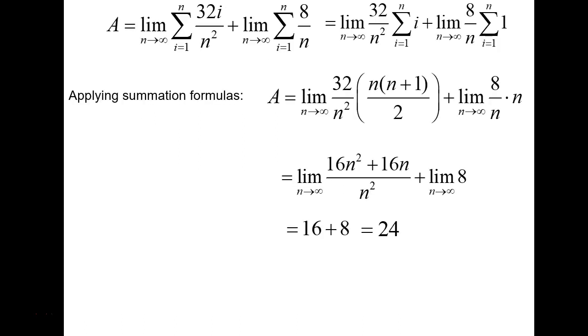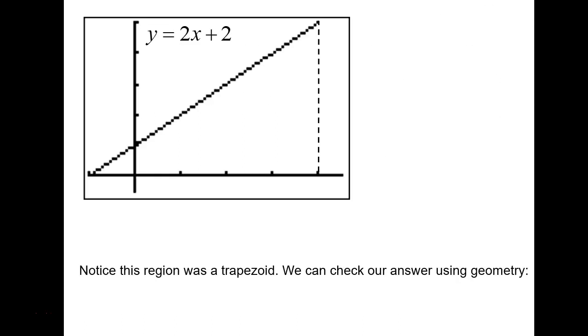Now, this you may or may not have noticed. This was a trapezoid, right? This is a trapezoid region, so we could have calculated this using geometry. You may not remember the area of a trapezoid, and that's okay. I'm just going to tell you what it is. It's 1/2 base 1 plus base 2 times the height.